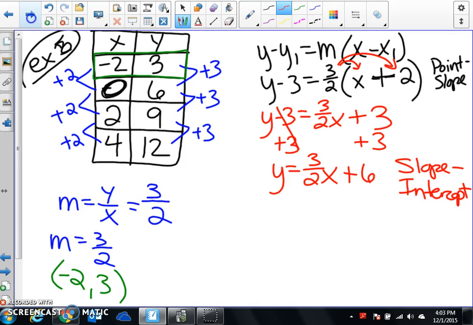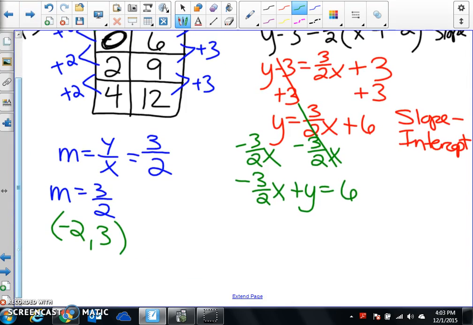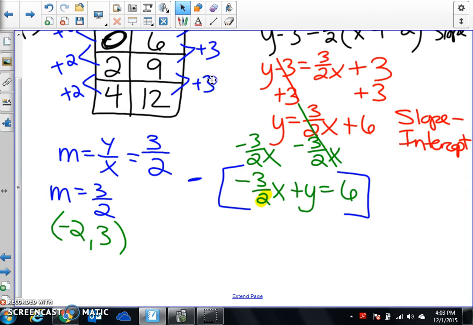And then I finally subtract, and I'm going to put it in standard. So I subtract 3/2 x on both sides. Those go away. I'm left with negative 3/2 x plus y equals a positive 6. Do I have a positive x? No. So I know immediately that I'm going to multiply everything by a negative. Do I have any fractions? Yes. So I need to multiply by the denominator, which is 2.